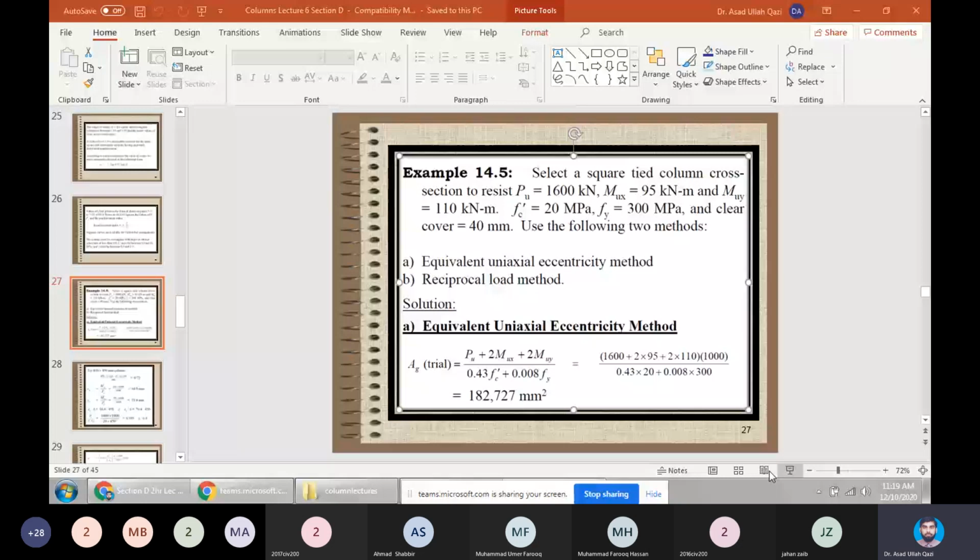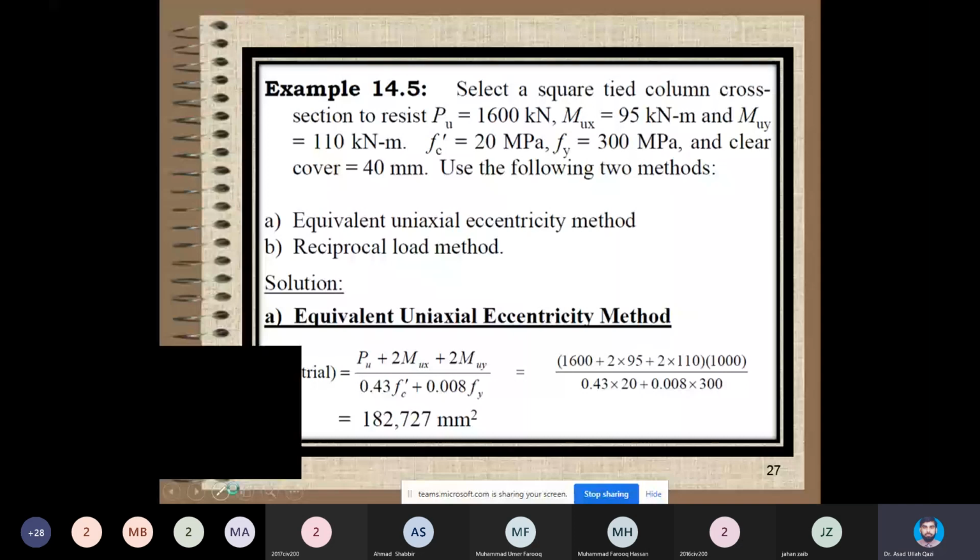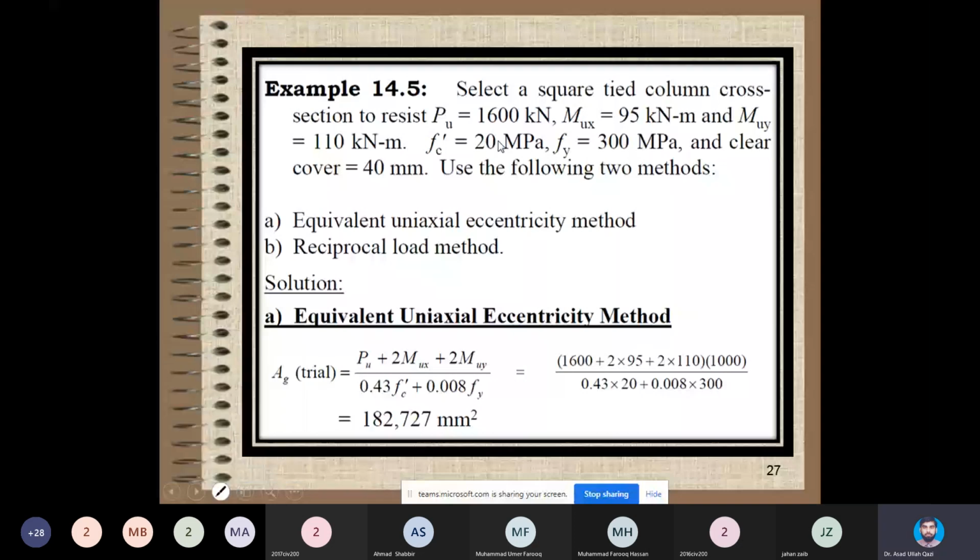So in the statement it is given that select a square tied column. So you are asked to design a square column rather than rectangular. Square tied column and cross section will resist 160 tons of axial force. Ultimate demand is given along with biaxial moments about x and y axis, 95 and 110 kilonewton meter respectively.